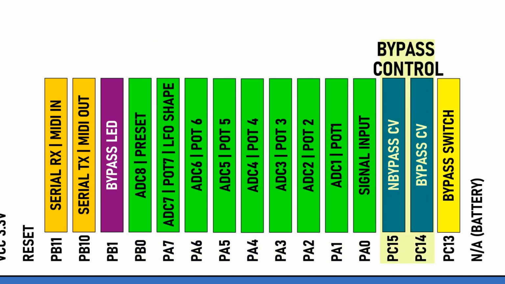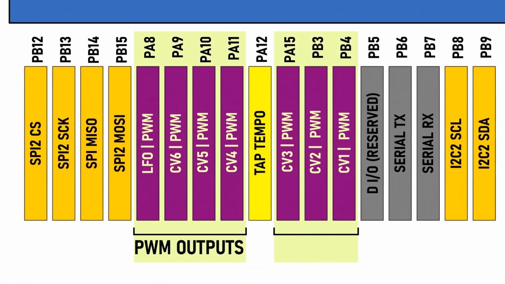The outputs. The blue pins are for the bypass outputs. These can be customized for latching relay bypass or analog switch bypass. Simple, clean, and also MIDI controllable. The purple pins are PWM outputs or pulse width modulation. They are your Swiss Army knife for controlling anything in the circuit. For modulation-based effects, you'd use one of these as your LFO output. They can also be used for voltage control or digitally controlled attenuation.